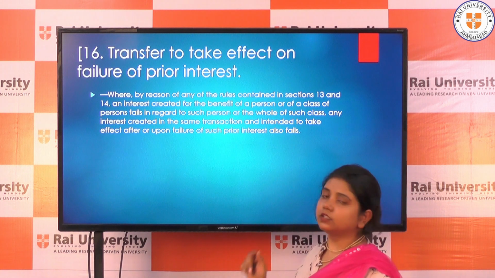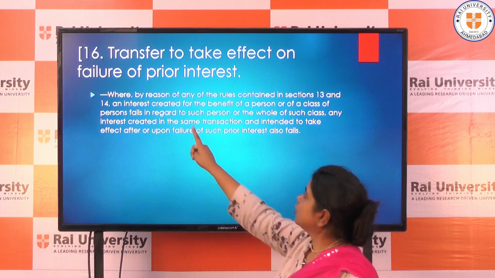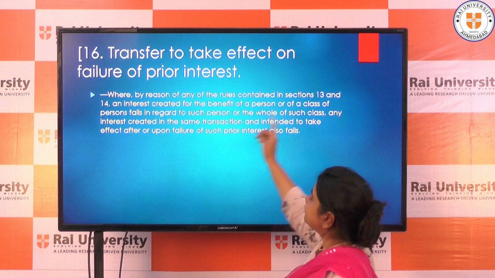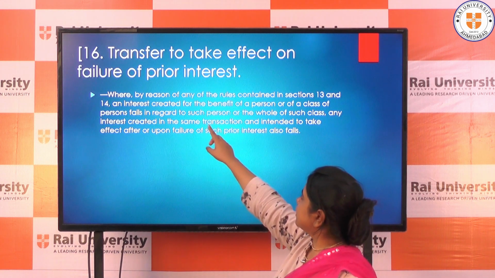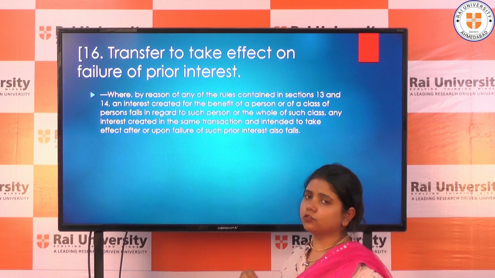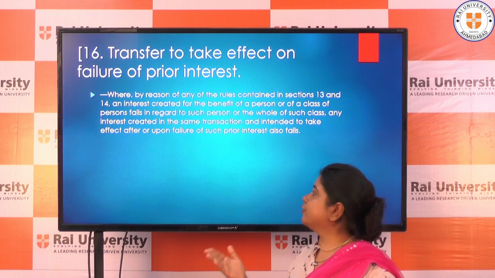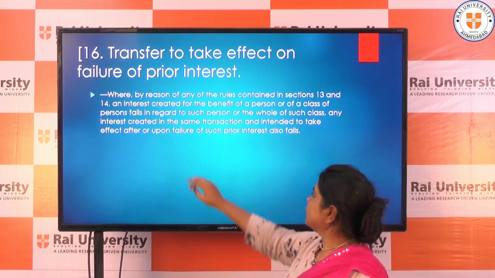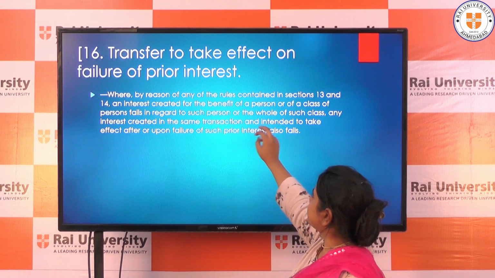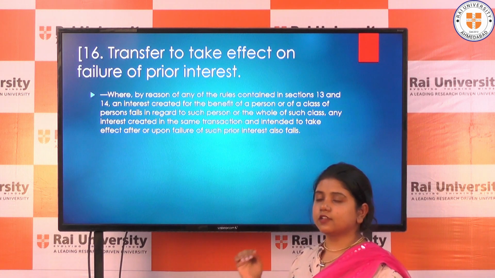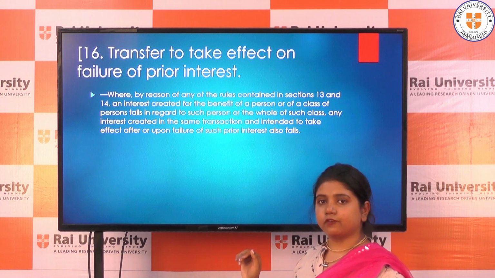So what this section is actually saying is that where by reason of any of the rules contained in sections 13 and 14, an interest created for the benefit of a person or a class of persons, which is basically a group of persons, fails in regard to such person or the whole of such class. So the interest has failed on behalf of the daughter.